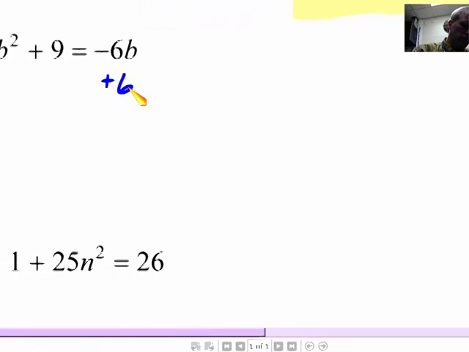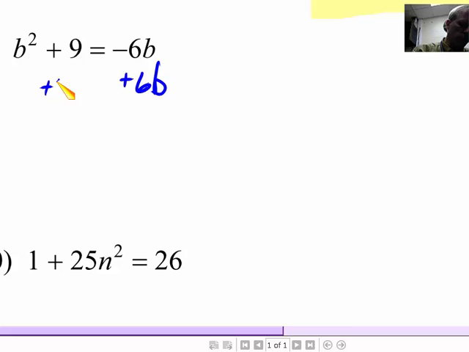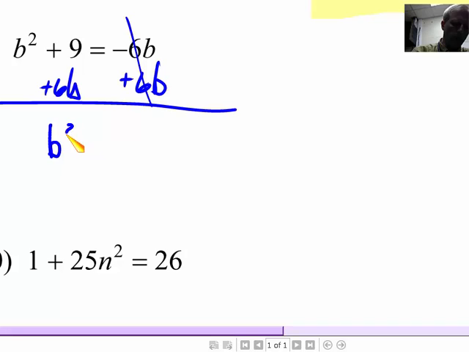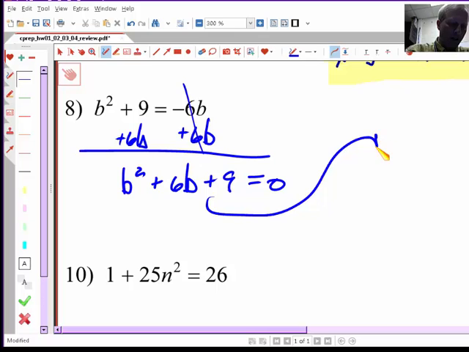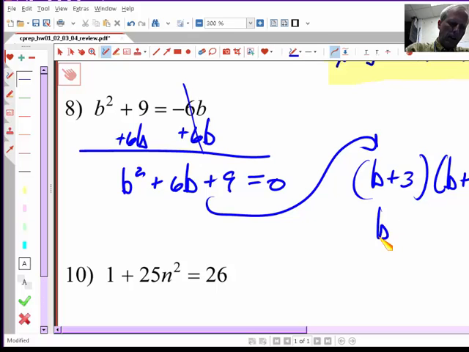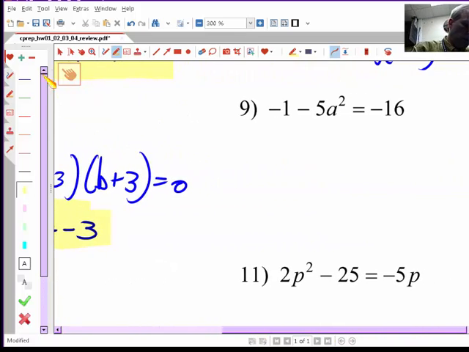Alright, number 8. I'm also going to move everything over to the left and then either factor or use the quadratic formula. Alright, I think I can factor this one, so I'm going to go ahead and do that. And that gives me a solution of -3. Alright, number 9.